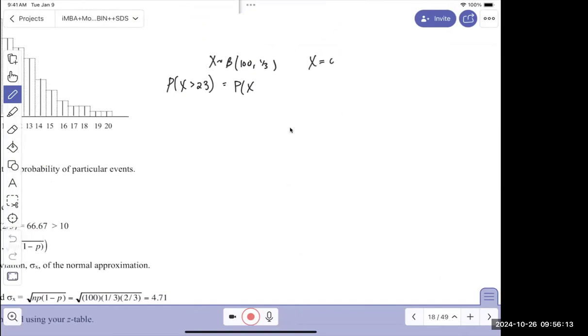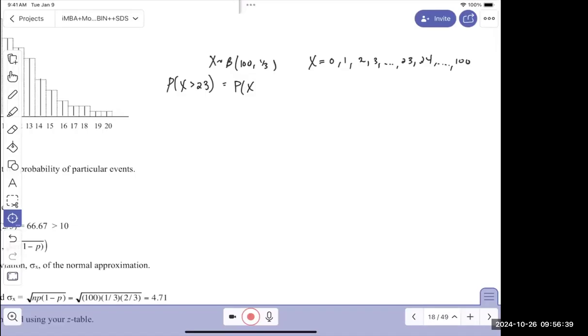So X is equal to 0 or 1 or 2 or 3 ... 23, 24. These are all the possible outcomes, no successes all the way to 100 successes. And I just want greater than 23. Greater than 23 is 24 to 100. So I would have to add together X equals 24 plus X equals 25 plus X equals 26 plus ... X equals 100.